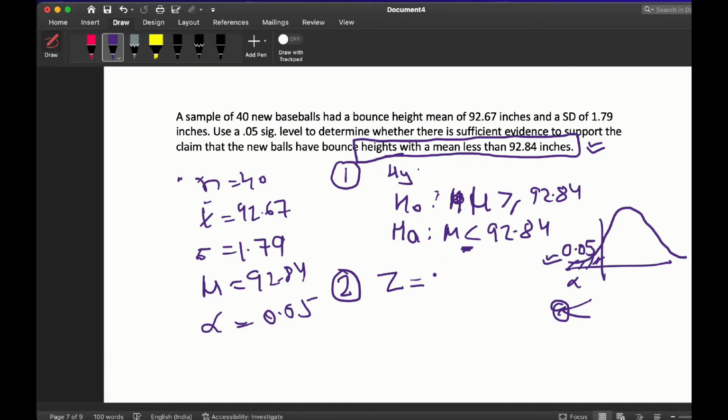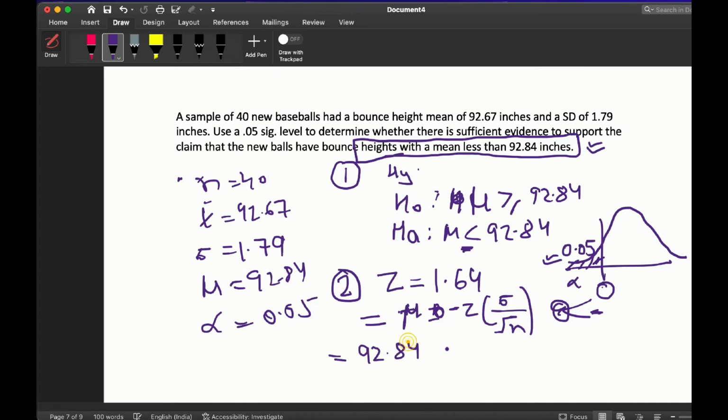Okay, so this z value comes 1.64. Now we will do the critical value test, and you know this is the left side, so it will be the minus only. So we will use the formula mu plus minus z sigma divided by root n. So x bar is 92.84, minus z is 1.64, and sigma is 1.79 divided by under root 40.